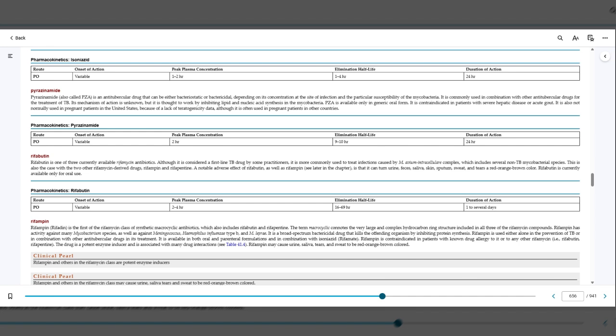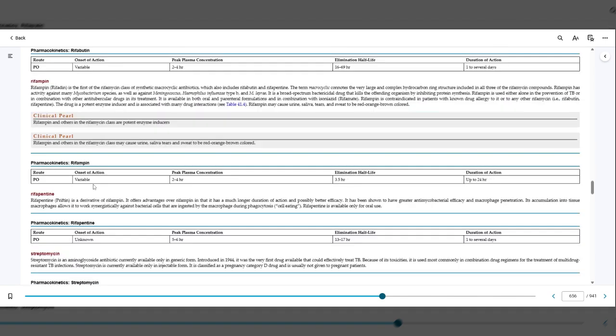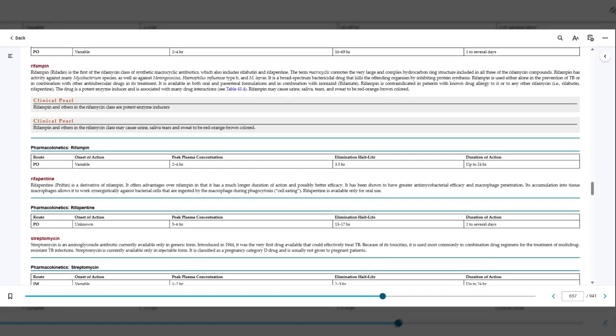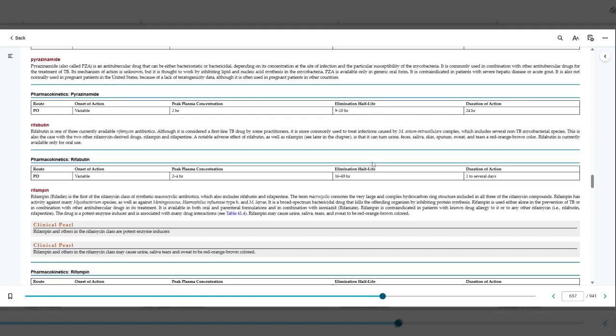Keep that in mind. Streptomycin is my next one. Streptomycin is currently available in generic form. It has a lot of toxicity. It's usually used in combination with some of my other drugs to treat the multi-resistant TB infections. On your outline, I mentioned PZA, but that doesn't seem to be the mainstream treatment as much anymore. So we're going to limit it to isoniazid, rifampin, and streptomycin.